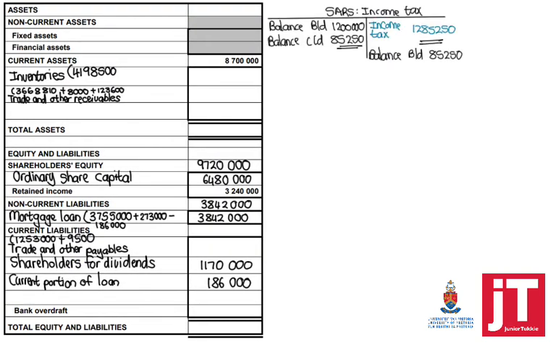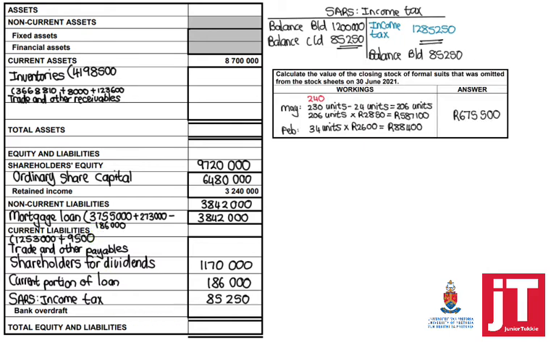And then we had our SARS income tax. We still owed 85,250, which means this forms part of our current liabilities. In our first question, you needed to calculate the value of a closing stock using FIFO. Make sure that you take your answer that you've calculated, and this will now be subtracted from the inventories.